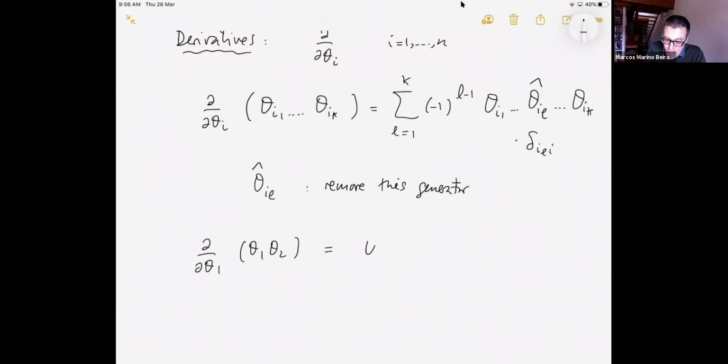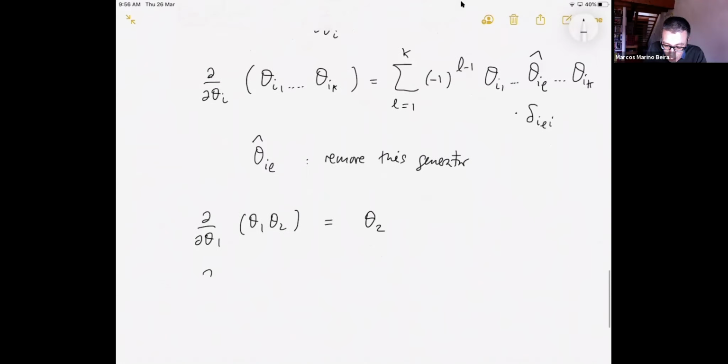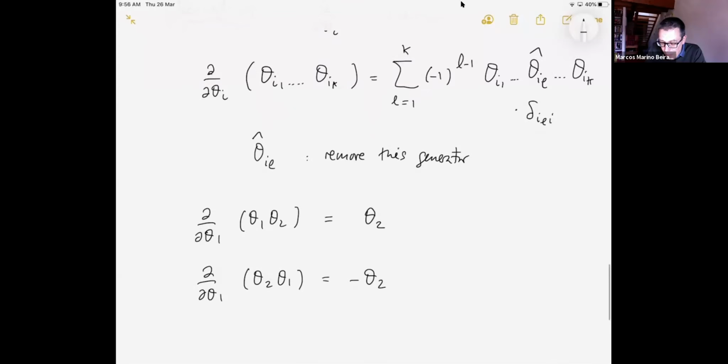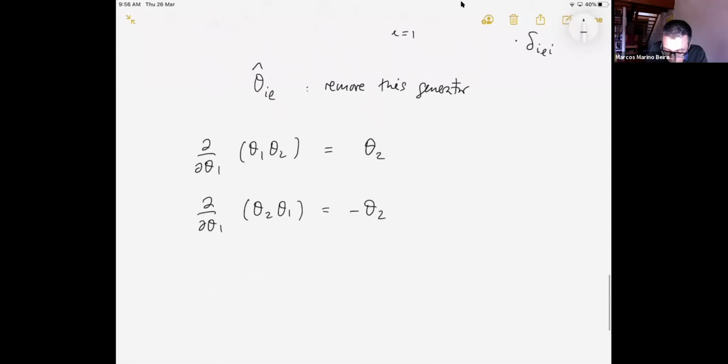Now, on the contrary, if you have theta 2, theta 1, you have to be careful, because the derivative with respect to theta 1 doesn't act on theta 2, so it has to jump over it. You get a minus sign, and then you hit theta 1 where you remove it. So this will give you minus theta 2. And this is compatible with the fact that theta 1, theta 2 is equal to minus theta 2, theta 1. And then you can compute, for example, this.